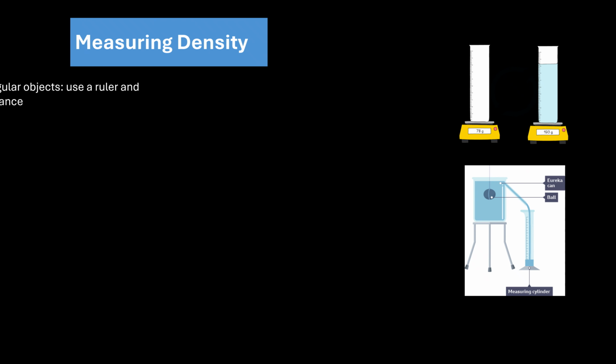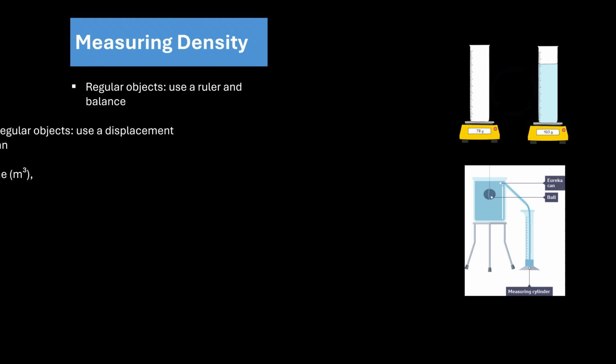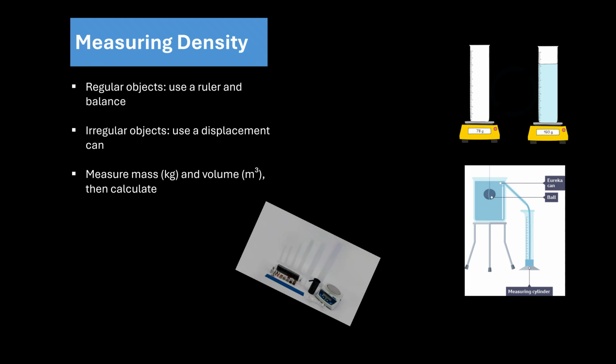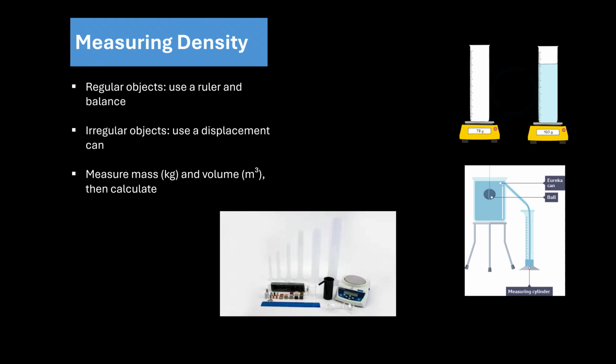To find the density of regular objects, measure the dimensions and calculate volume. For irregular shapes, use a displacement can to find volume. Always measure mass with a balance and convert units properly.